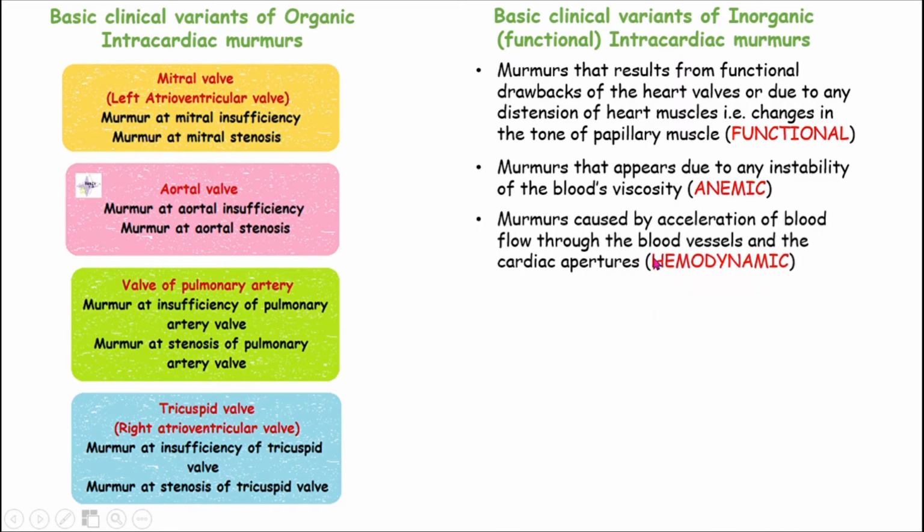And the third type is the hemodynamic type, which means there are some issues with the blood flow. In this case, some murmurs will occur if there is an accelerated blood flow flowing through the blood vessels which are connected to the heart, and also when this blood will be passing through the cardiac apertures.